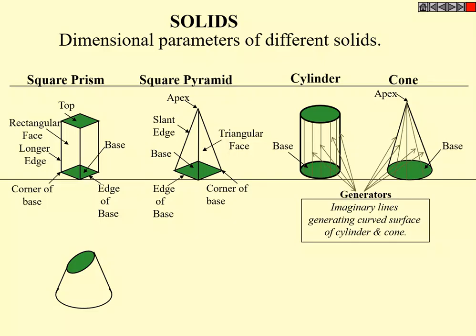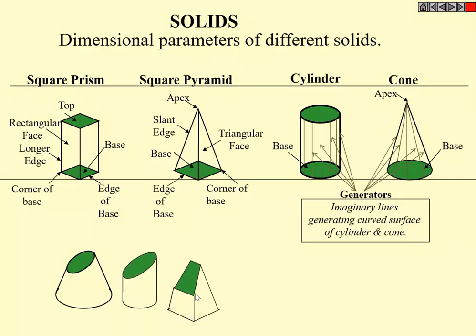So once again, to define a cylinder or the cone: the cylinder has a base, and the cone also has a base, which is a circle. The cone is connected to a common point called the apex. If you pass a section plane through it, the shape gets changed. It is called the frustum of a cone or frustum of a cylinder.